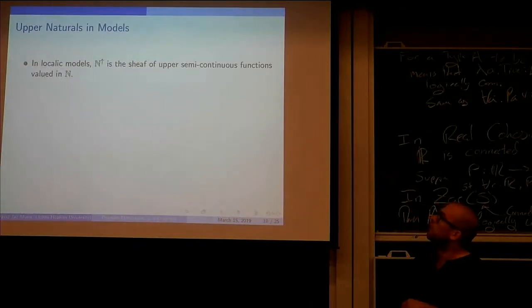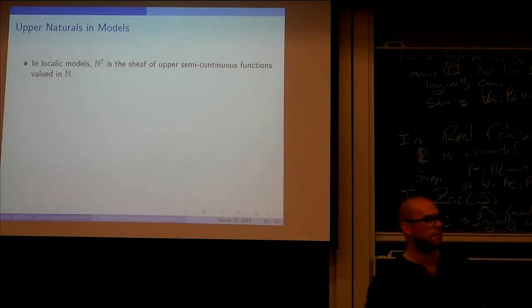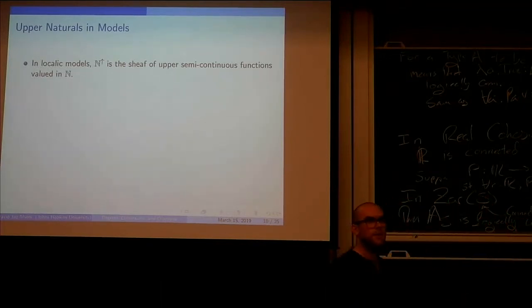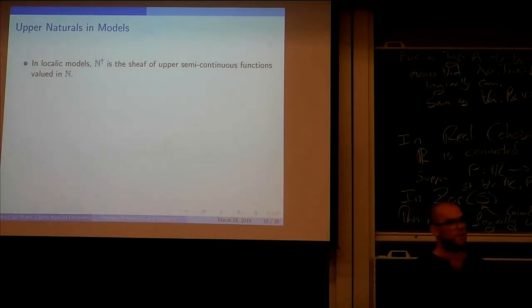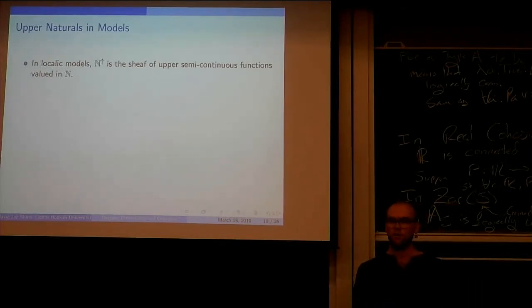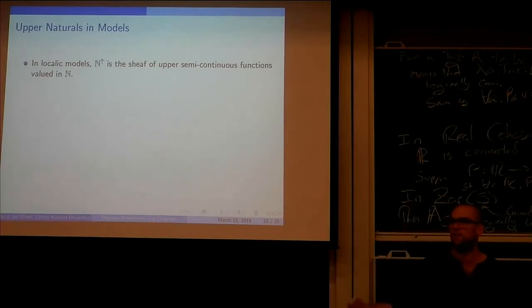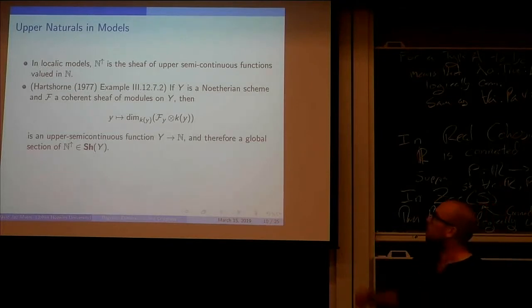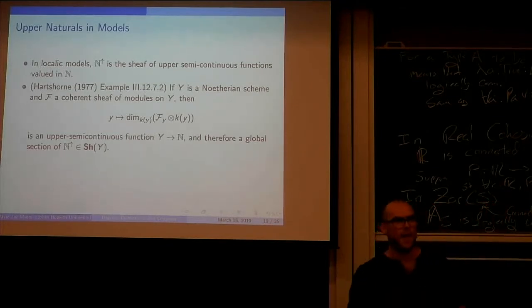So a word on what it looks like in models. I'm going to tell you about localic models because it's fairly intuitive. So these are like sheaves on a space. It's going to be the sheaf of upper semi-continuous functions on the naturals. And this ties into what I said. If you take lower cuts, you get lower semi-continuous functions. If you take two-sided cuts, well, that's the order topology on the naturals, which is discrete, and that's why you get the natural cuts. So in particular, here's an example from Hartshorne. If Y is a Noetherian scheme, F is a coherent sheaf on it, then this gives you the definition of the dimension. Write this one down because I'm going to mention it later.